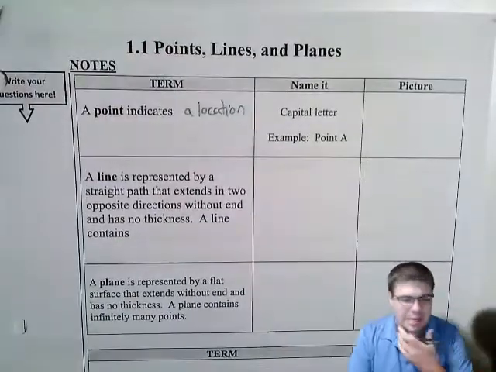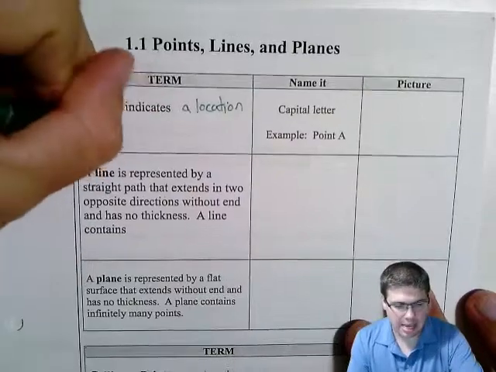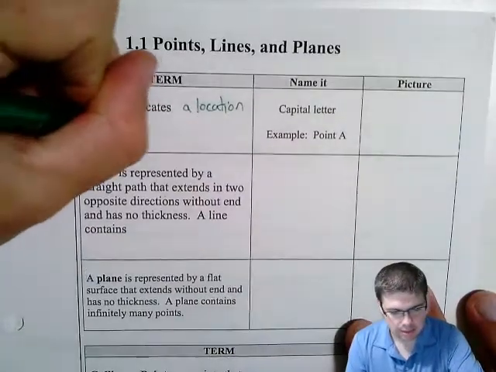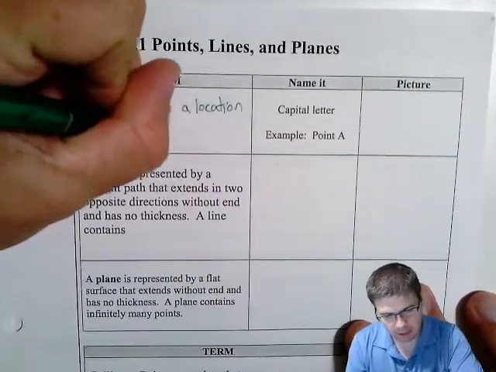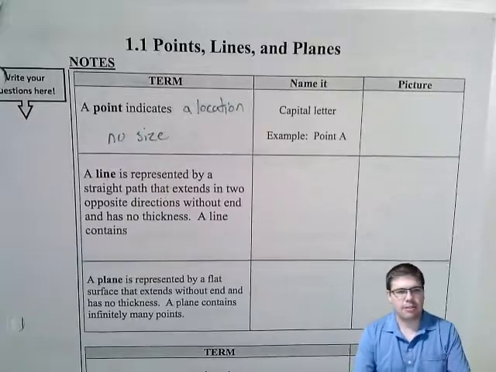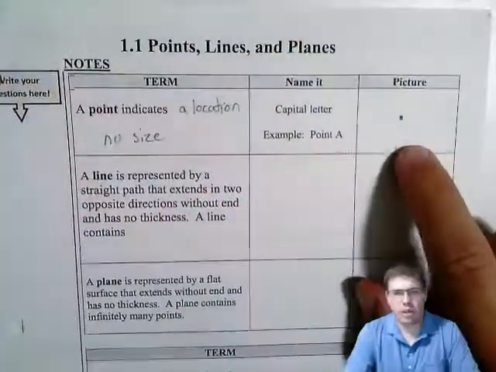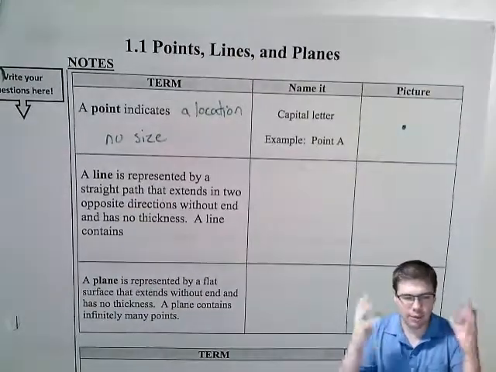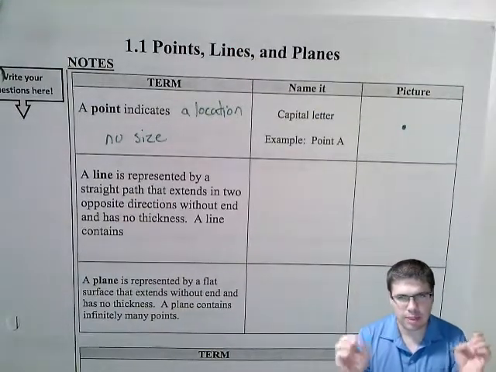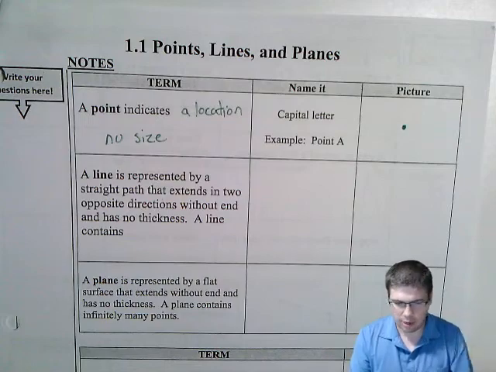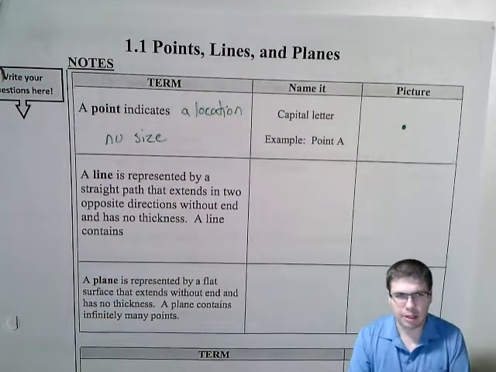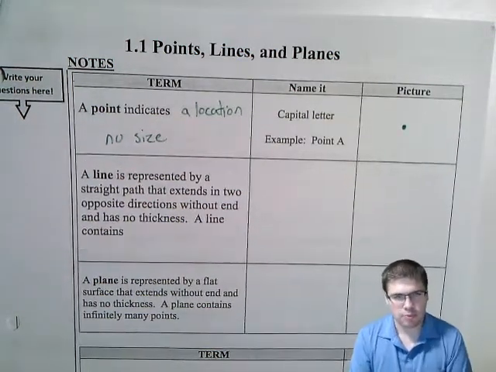It indicates a location, and it has no size. So it's just like what my kids would call a dot. And when we draw it, if I draw this dot, that dot is way too big. A point theoretically has absolutely no size, no width, no length, no area, no volume, no nothing. It's just a location.